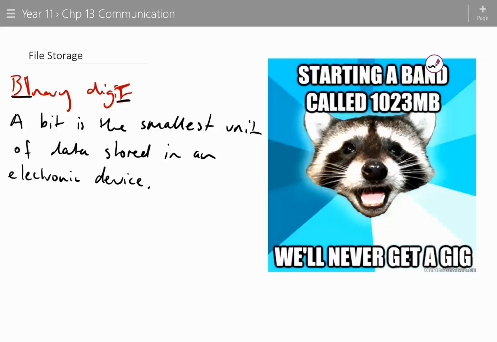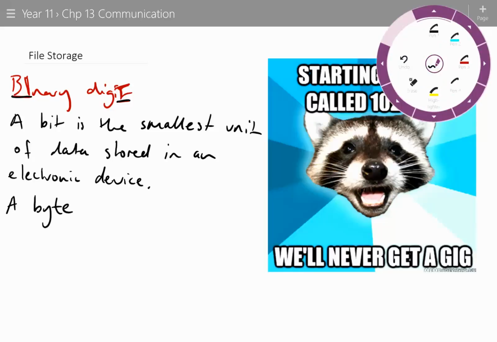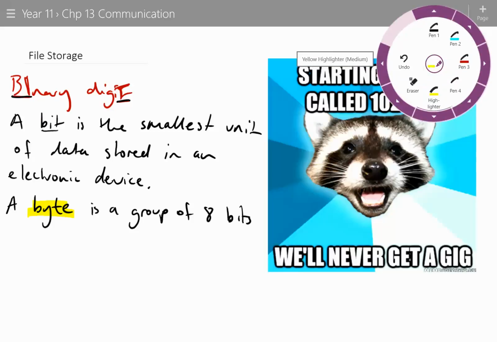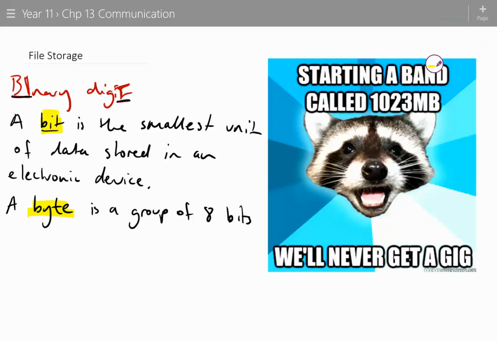Now, from a bit, we have a byte. So a byte, B-Y-T-E. Let's highlight a byte. A byte is a group of 8 bits. So 8 bits, you can highlight that too. 8 bits make up a byte. So a byte is a group of 8 bits that represent a single unit.